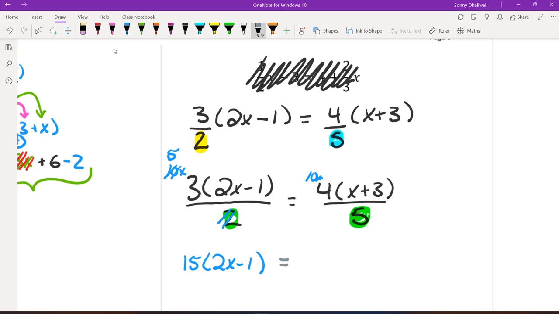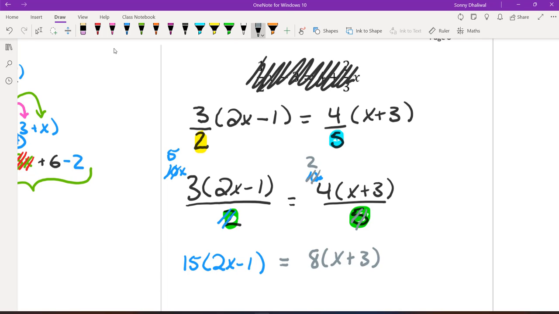Now we can do the other side. 5 fits into 10 how many times? 2. Yeah. Cross out the 5, cross out the 10. We have a 2 sitting here. So now we have a 2 times 4, which is 8. And we still have the rest of the top sitting here. Okay?